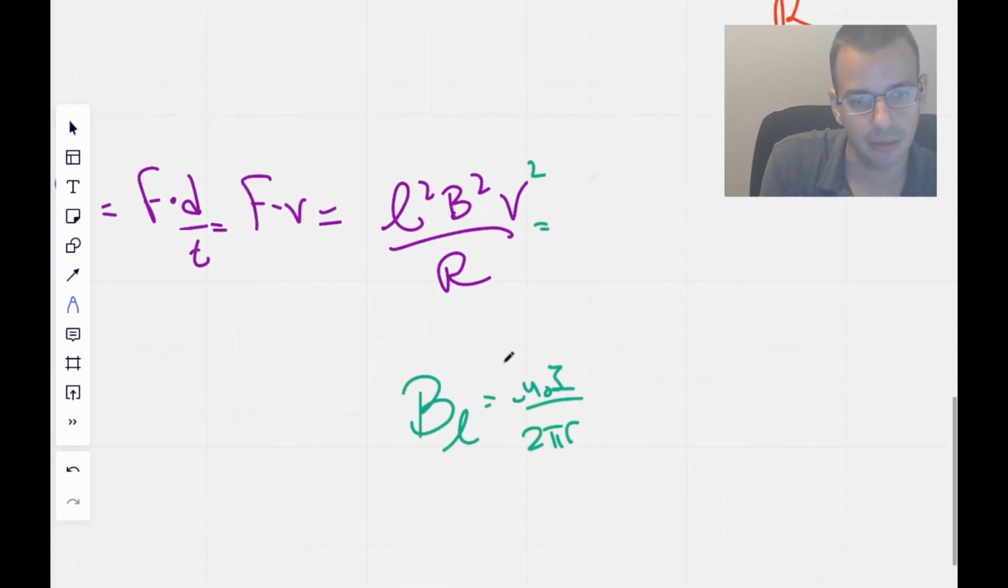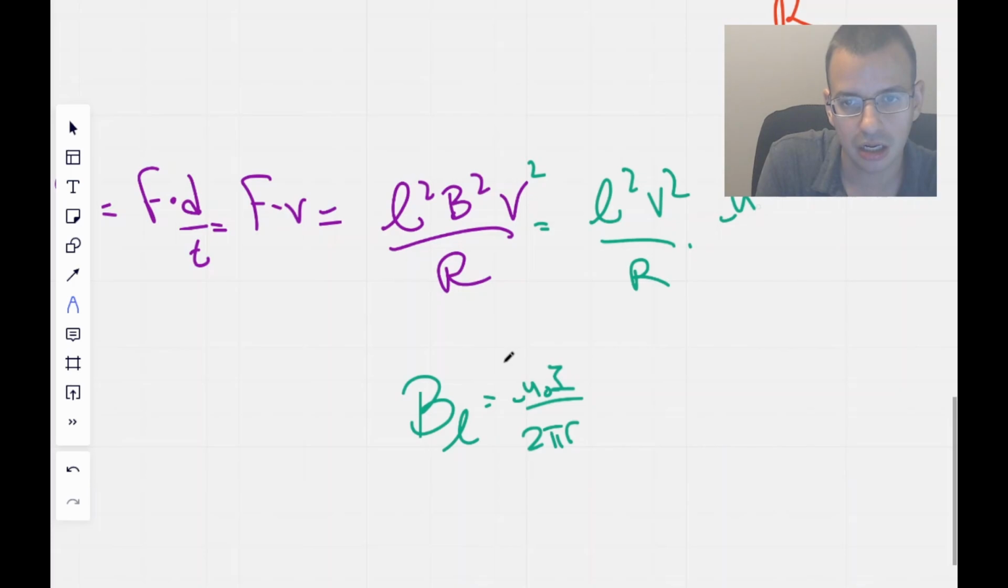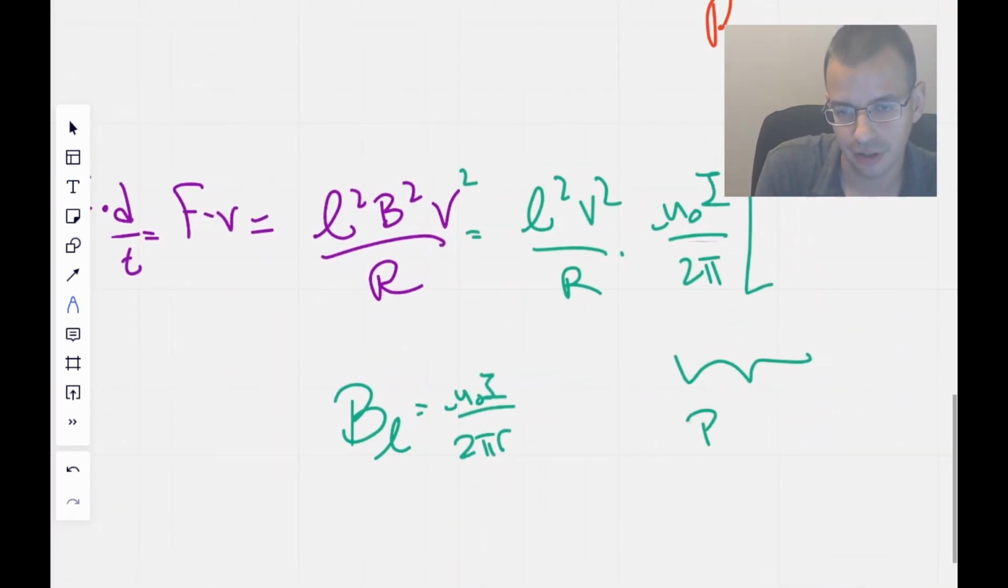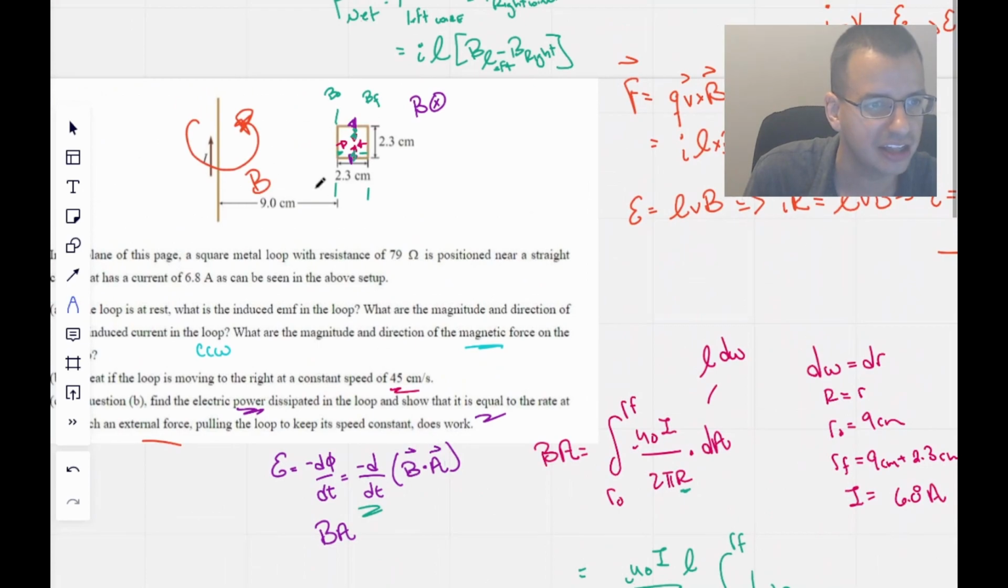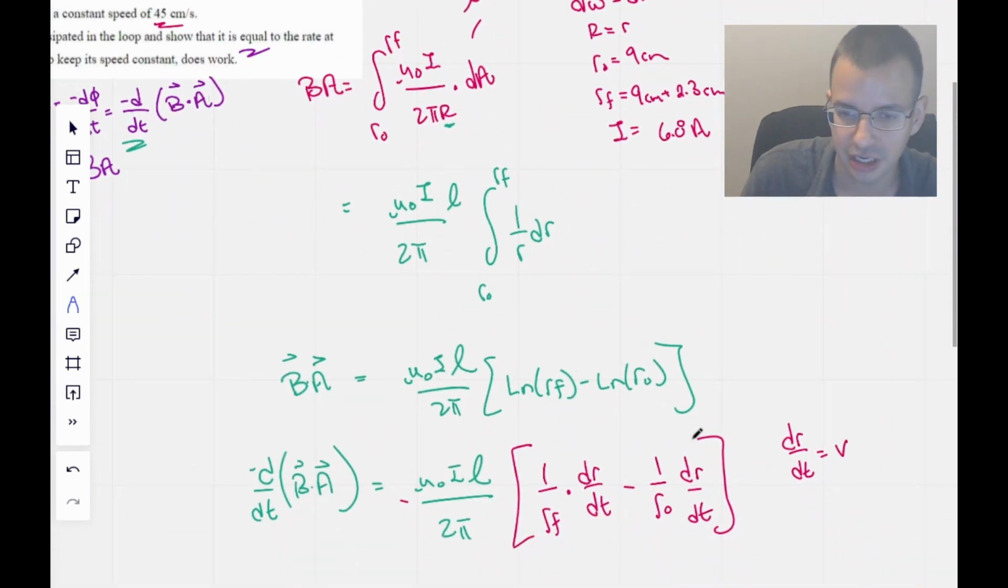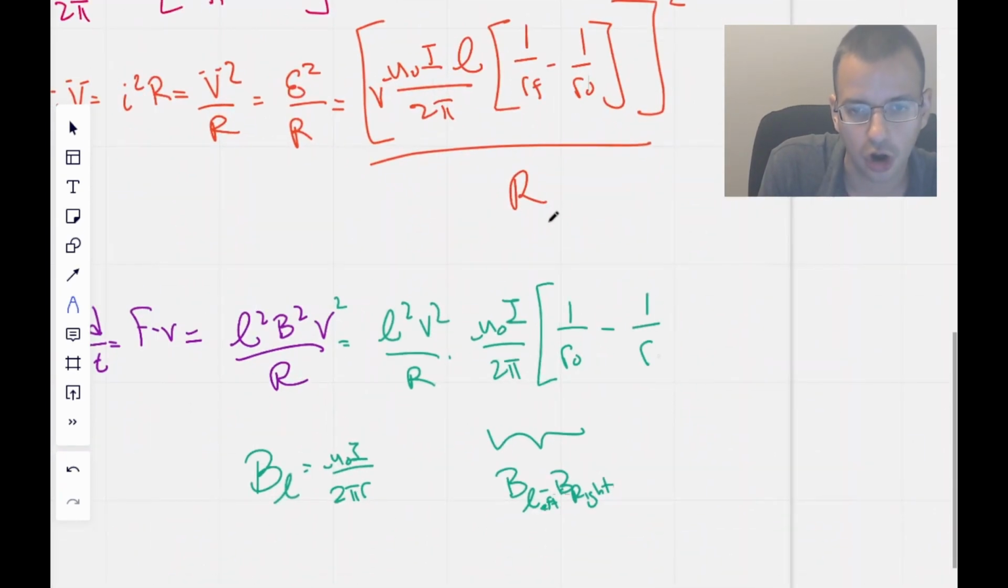So this is going to become L squared B squared v squared over R times, and then everything here is going to be constant that we can pull out, mu naught I over 2 pi, and the only difference is the magnetic field left minus magnetic field right. It's going to be 1 over r initial, because that's going to be the radius at the left side, the 9 centimeters. I'm going to call this r naught, and this will be r final. 1 over r naught minus 1 over r final. And then that has to be squared.